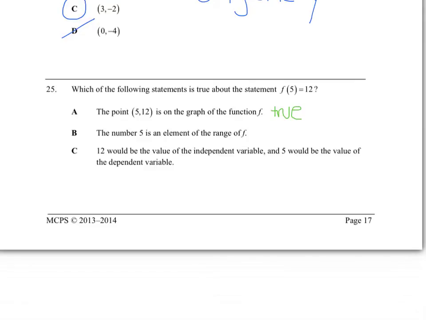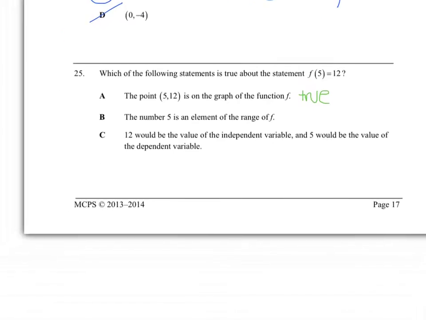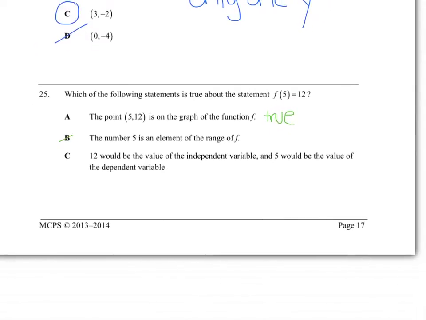The number 5 is an element of the range of f. Well, 5 is actually in our domain, so this can't tell us anything about that being true. And then C, 12 would be the value of the independent variable, and 5 would be the value of the dependent variable. Well, remember that independent is our x and dependent is our y. So this would be our x and this would be our y. But in this, 5 is our x, 12 is our y. So C can't be true either, which means that the answer is A.